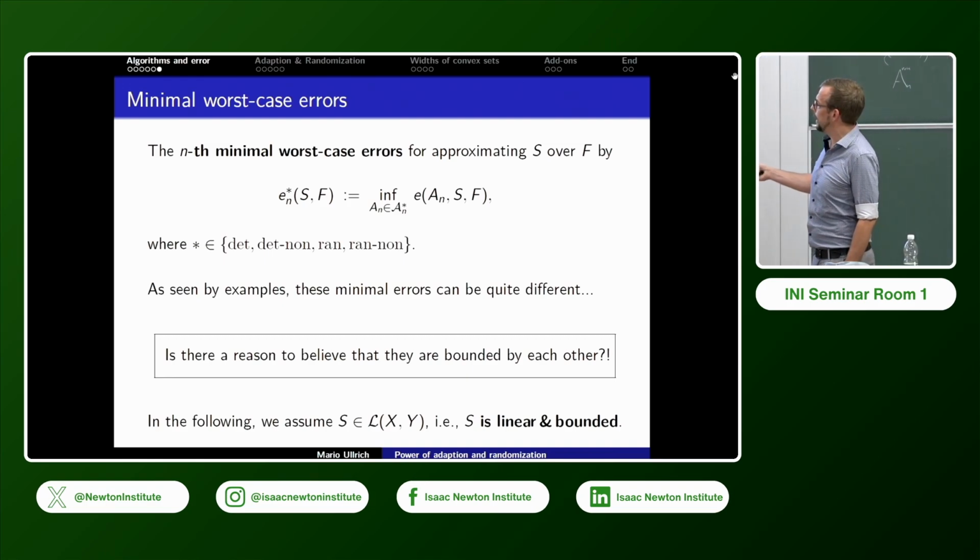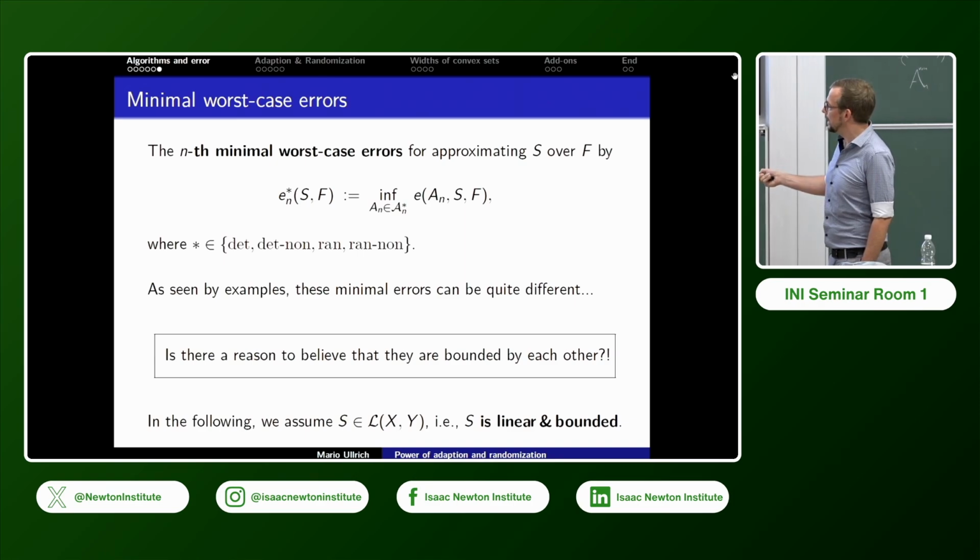So for the rest of the talk, I assume S is a linear and bounded mapping. It might be different for nonlinear mappings. But as I told you, I mostly think about the identity, and this is the approximation problem.